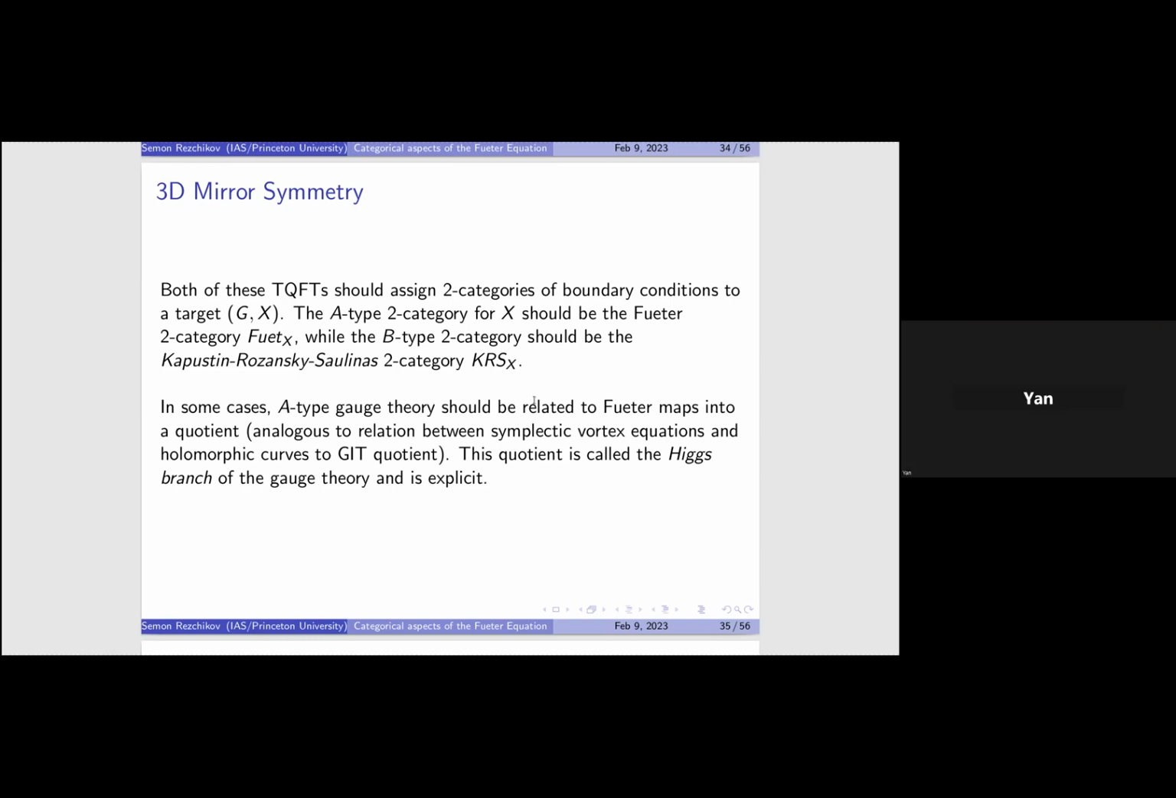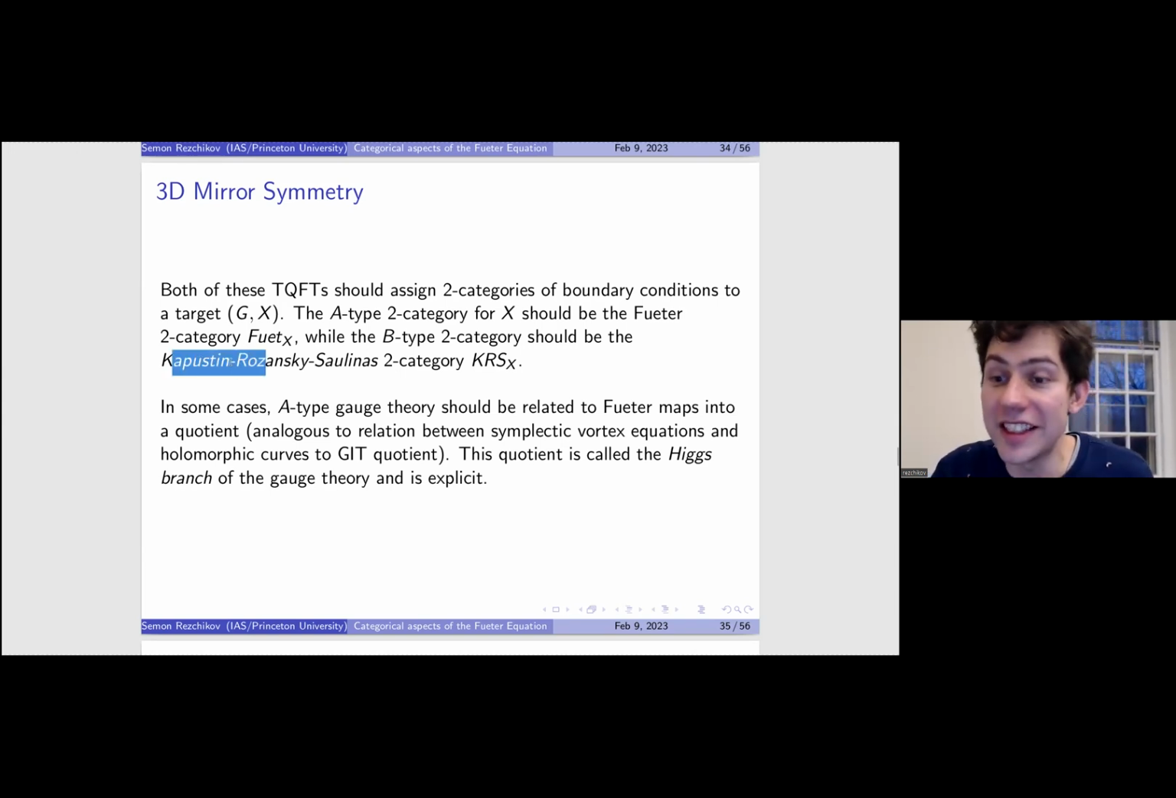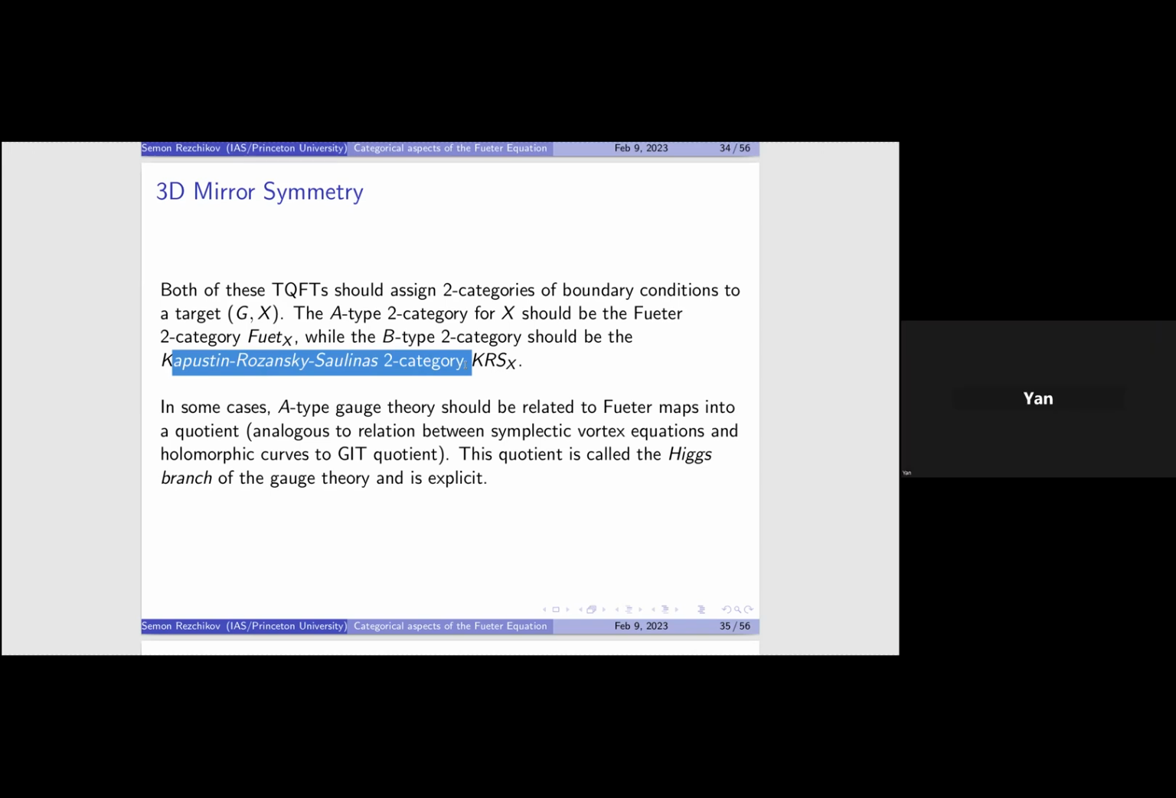All right, so on the A side, you have to do some hard work, and on the B side, you just enjoy your life. So maybe, to you at least, it's easier. I mean, this Kapustin-Rozansky-Saulina 2-category still doesn't have perfect foundations. They kind of make sense on things which are like cotangent bundles. Even Rozansky-Witten theory is not defined as a 2-category, so even at the level of one category, very little is clear.